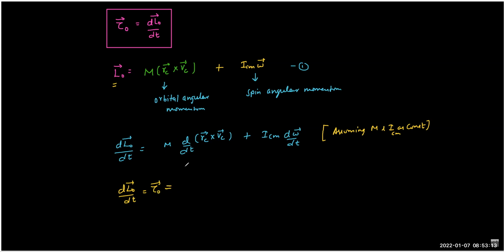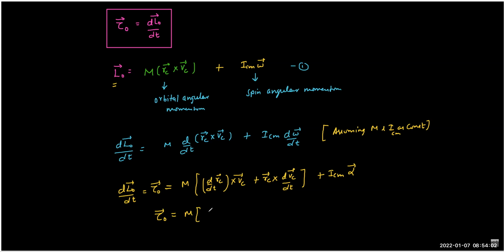Now let's differentiate each term. The first term will need the product rule. You have d by dt of rc cross vc. In case of a cross product or vector product, the order should not be swapped while doing the differentiation. You have to keep the order intact the way it is written. This is a very, very important takeaway from the mathematical point of view. And d omega by dt we call alpha. So definitely torque is not I alpha; it is something more than that.